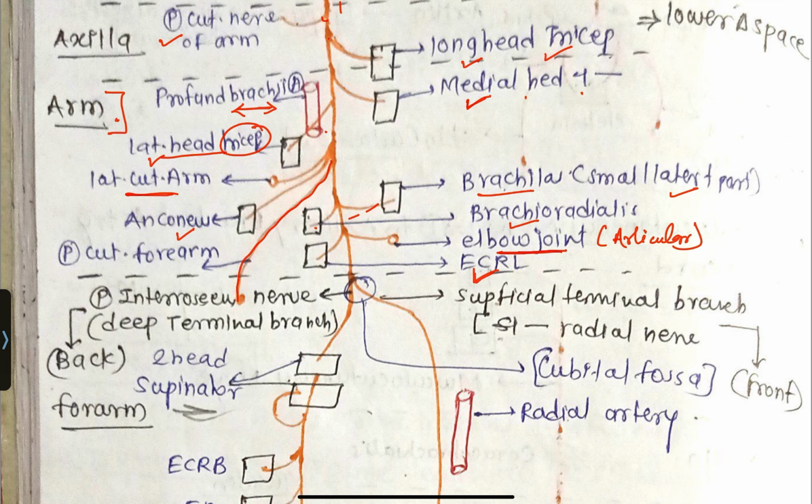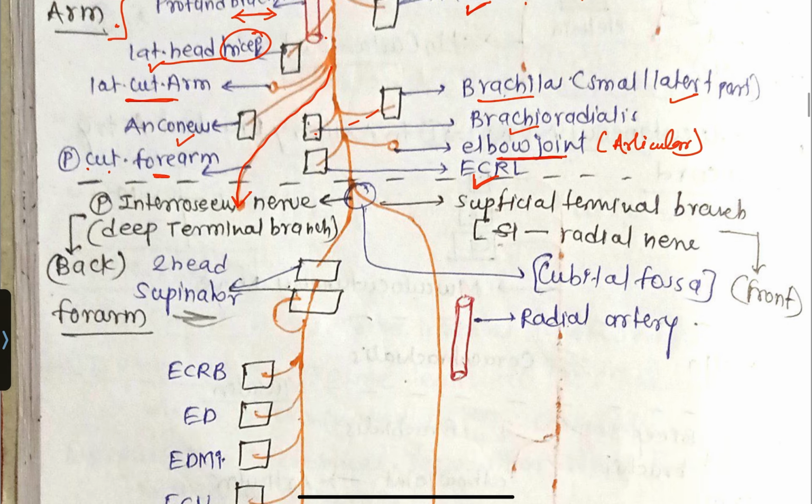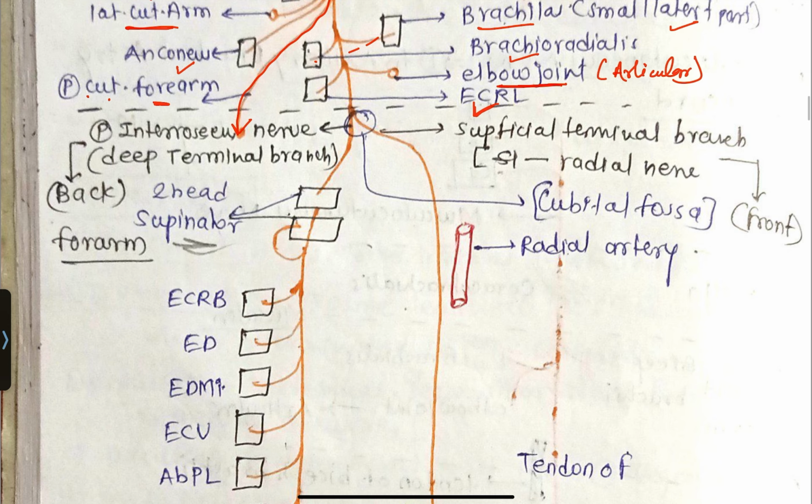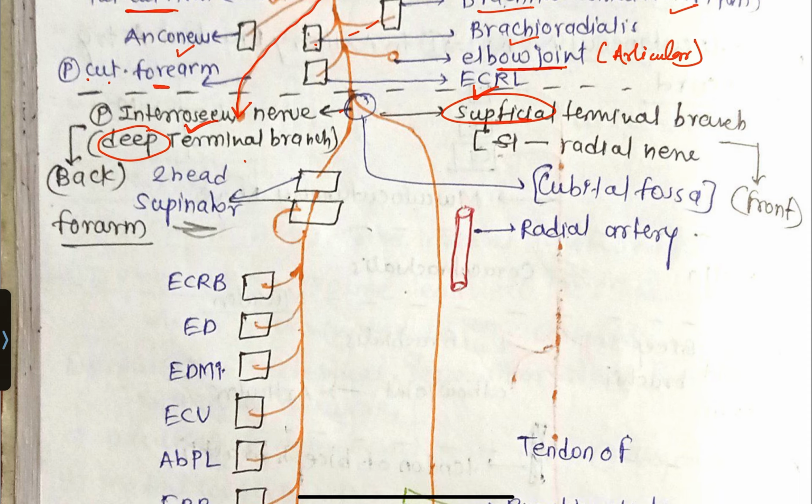So it continues as the posterior cutaneous nerve of the forearm. Now again it will divide into two branches: one is the superficial branch, one is the deep branch. For the deep branch there is another name, which is called the posterior interosseous. So the posterior interosseous nerve, we call this the deep terminal branch of the radial nerve.